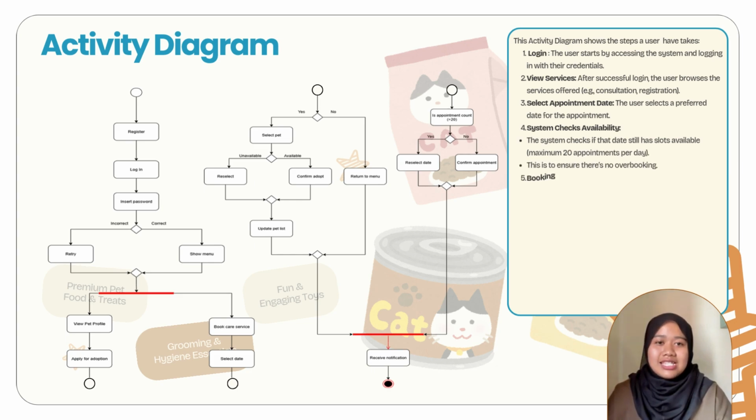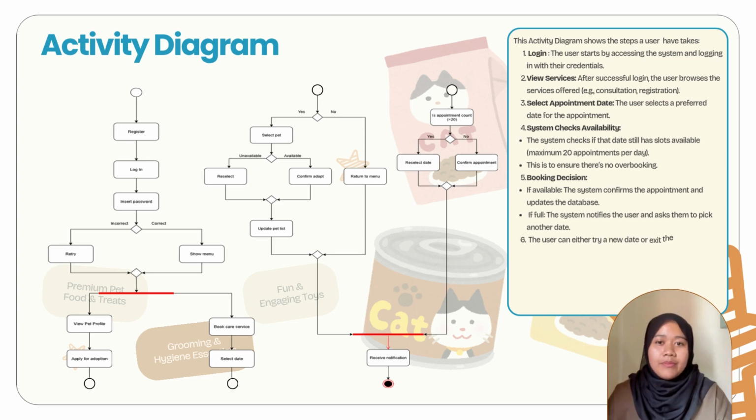At this stage, the system performs a crucial check to see whether there are still available slots for the date. The daily limit is set at 20 appointments to prevent overbooking. If the number of bookings is still below the limit, the system confirms the appointment and updates the database with the new entry.